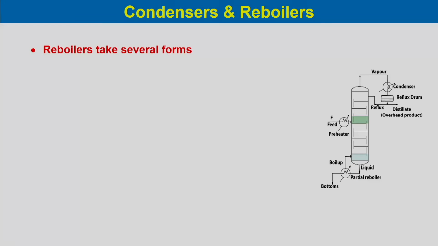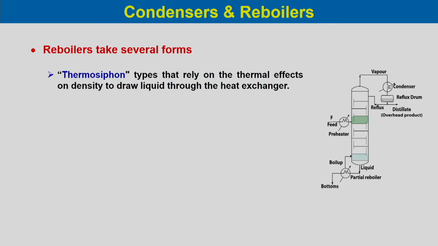Now, reboilers take different kinds of forms. One of them is the thermosiphon type, which relies on the thermal effect on density to draw liquid through the heat exchanger. So, basically you need not pump the liquid, which is vaporized and returned to the column as a vapor. You need not pump it because of the heating effect, or thermal effect, on the density of the liquid, which will be drawn to the heat exchanger. It will automatically circulate if you use the thermosiphon type reboiler.